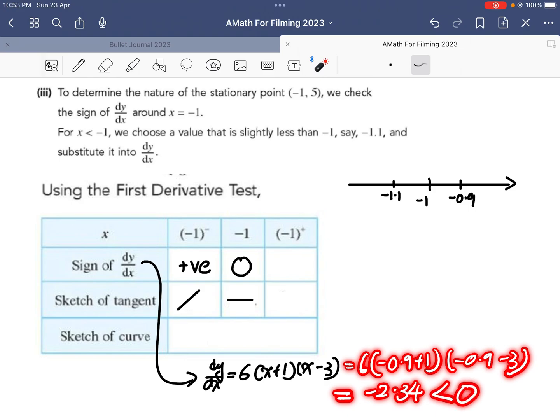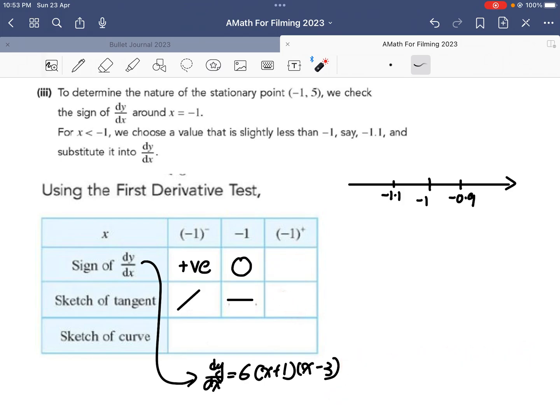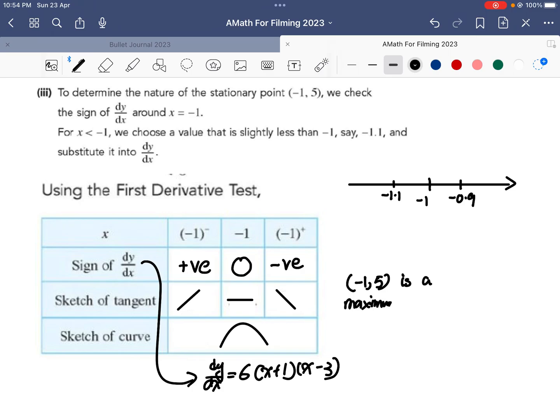So if it's less than 0, what we know is that the sign of dy dx is negative. So this is negative, and this will be the sketch of the graph. Here we get negative, so the sketch of the graph will be going downwards, which is negative. If you join the dots, so to speak, you'll find that the sketch of the graph will be like this. So it's from positive to 0 to negative. So what I can conclude here is that negative 1, 5 is, since it crests upwards, a maximum point.